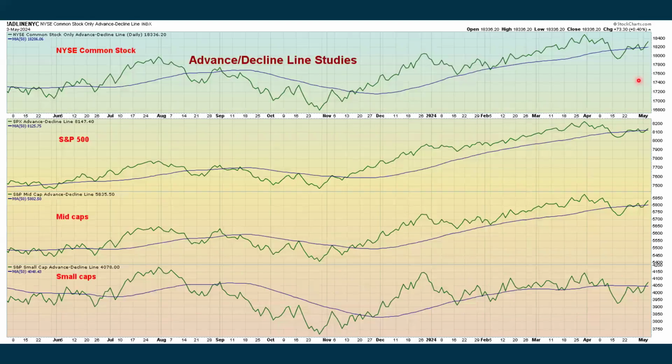Then some other stocks that we look at, and I show this in the daily video as well. This is more broad market advance-decline line studies where we look at the NYSE common stock coming back above its moving average. Then we look at the S&P showing some improvement, mid caps and small caps. So we are seeing some more broad market improvement here.